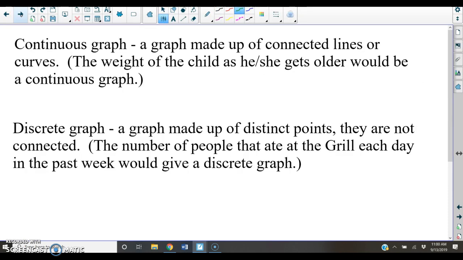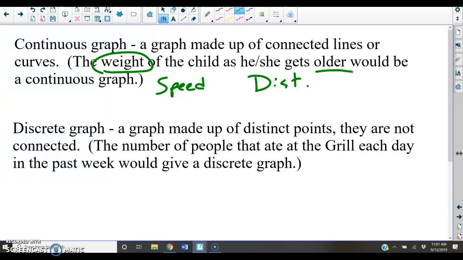We've talked a little bit in class about continuous graph versus discrete. Okay, continuous graph is made up of connected lines or curves. When we're talking about the speed of a car, the distance you are from home, usually those are based on time. Time is continuous. Okay, the weight of a child as he or she gets older. Well, weight is continuous, so is age.